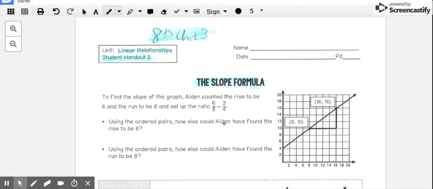And just a little reminder, remember you can go down like they did, or you can count up and over. So either way works. I'm going to reset.